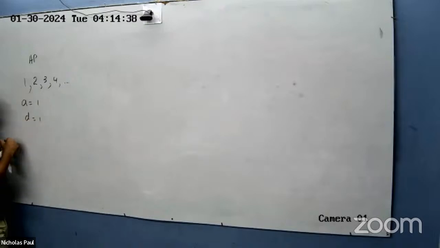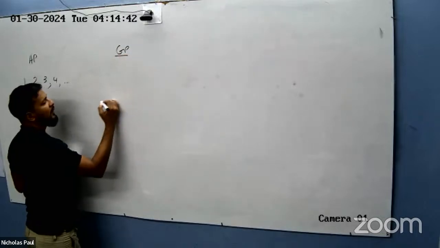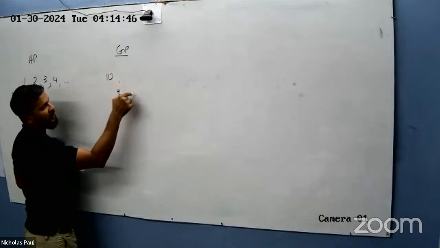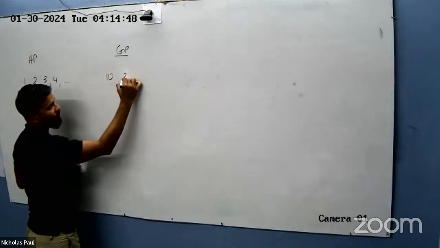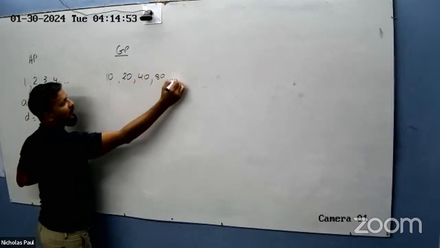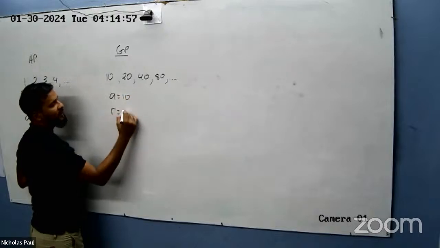Okay? A GP, on the other hand, is instead of adding, you multiply. So for example, if you have 10 and you multiply all by 2, you will get something looking like this. So the first term is 10 and the common ratio is 2.